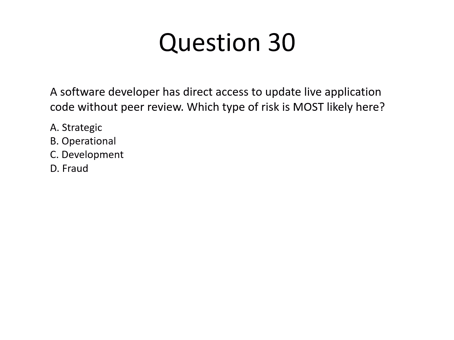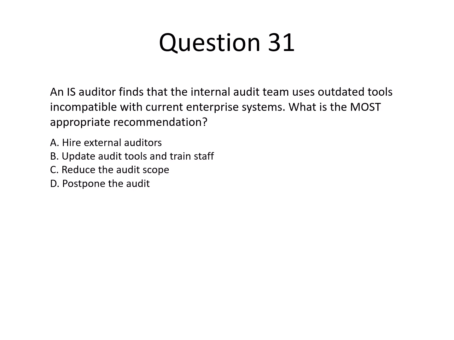Question 31. An auditor finds that the internal audit team uses outdated tools incompatible with current enterprise systems. What is the most appropriate recommendation? A. Hire external auditors. B. Update audit tools and train staff. C. Reduce the audit scope. D. Postpone the audit. The correct answer is B. Update audit tools and train staff.